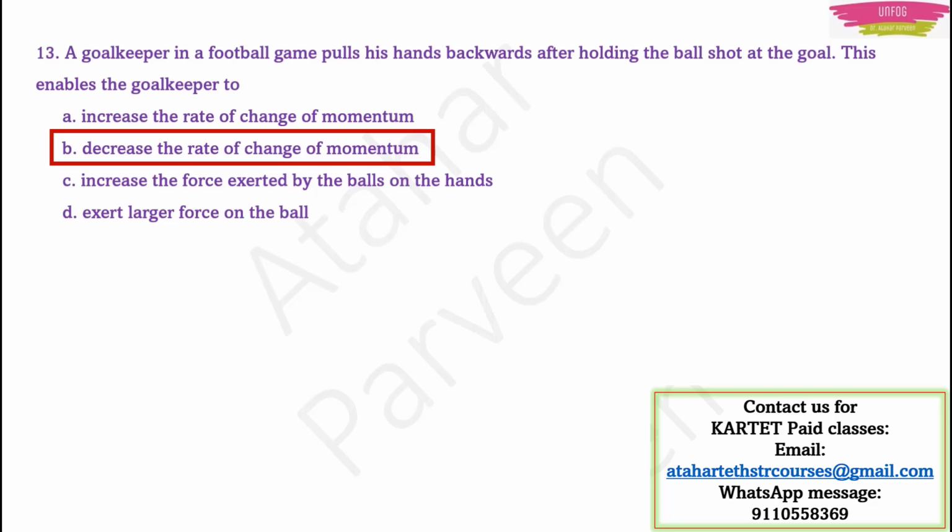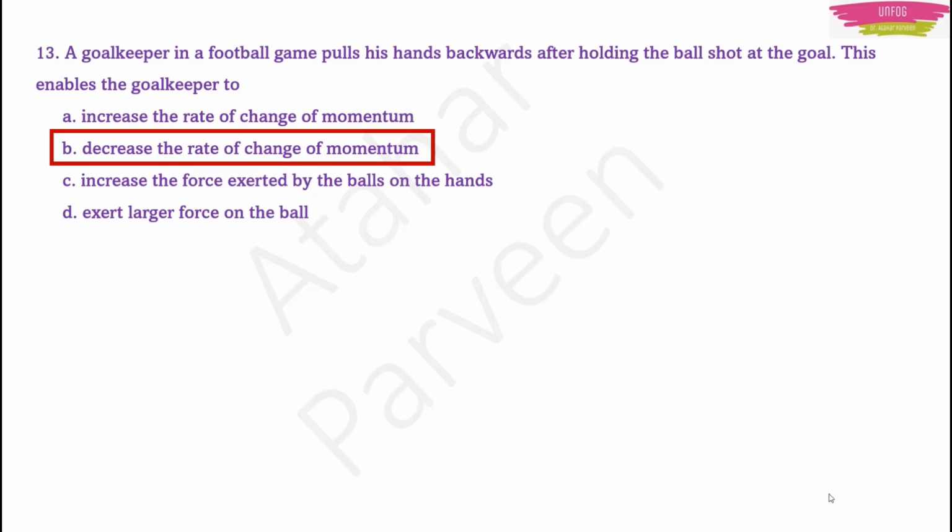Okay, I hope you got it. The goalkeeper tried to stop that ball, meaning he tried to decrease the velocity of the ball, or in other words, the momentum of the ball, the rate of change of momentum of the ball. Okay, next question.